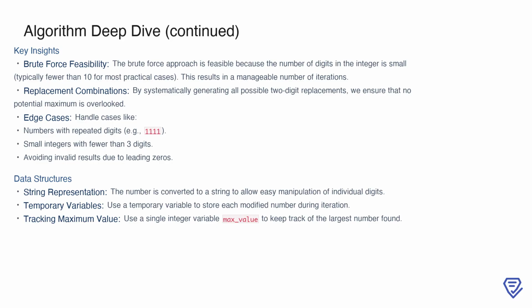There are important edge cases to consider, such as numbers with repeated digits, like 1111, or very small numbers with fewer than 3 digits. Another critical edge case is avoiding invalid results caused by leading zeros, which would make the number invalid as an integer. To implement this efficiently, we use a string representation for easy manipulation of digits, temporary variables to store intermediate numbers, and a single variable to track the maximum value throughout the iterations. These choices help keep the algorithm both simple and efficient.